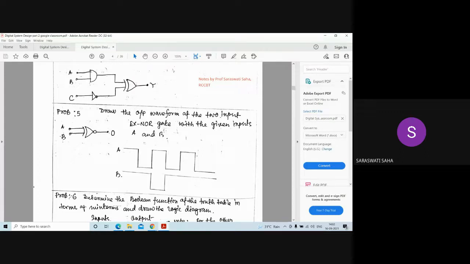For 0, 0, output will be 0. For 1, 1, output will be 0. But if an odd number of ones are there, that is, if A equals 0 and B equals 1, or A equals 1 and B equals 0, then how many inputs are 1? Just a single input, that is an odd number. Then the output will be 1 in case of XOR gate. If you know that logic, then you can find out the output waveform of XNOR gate also.